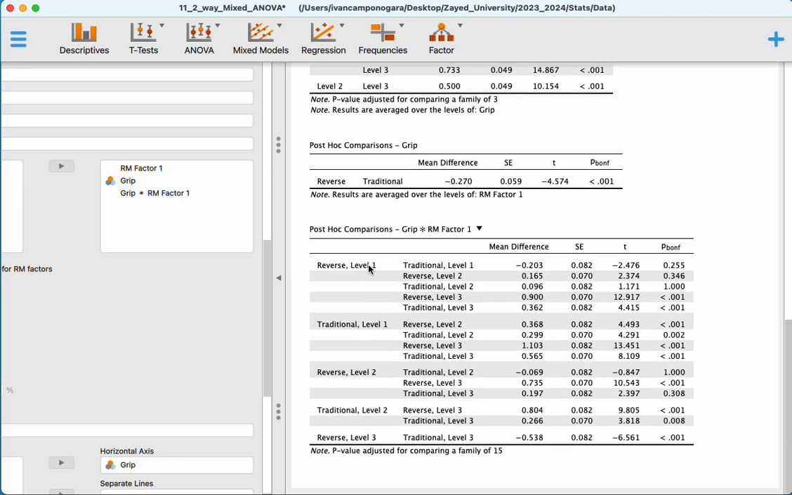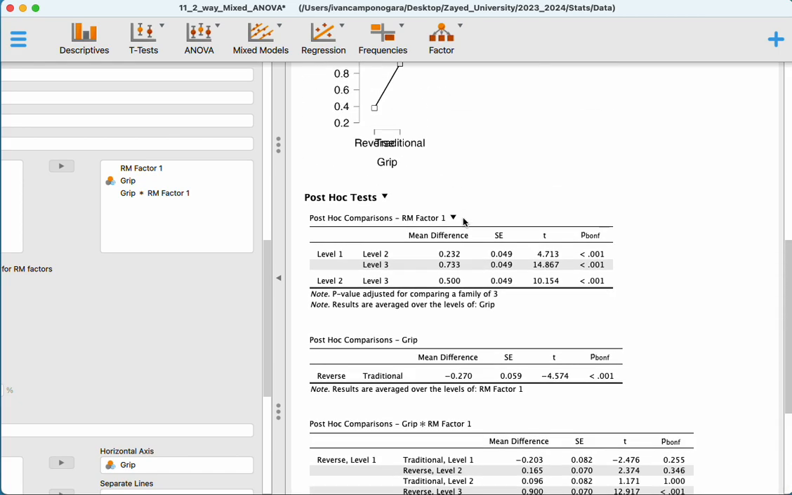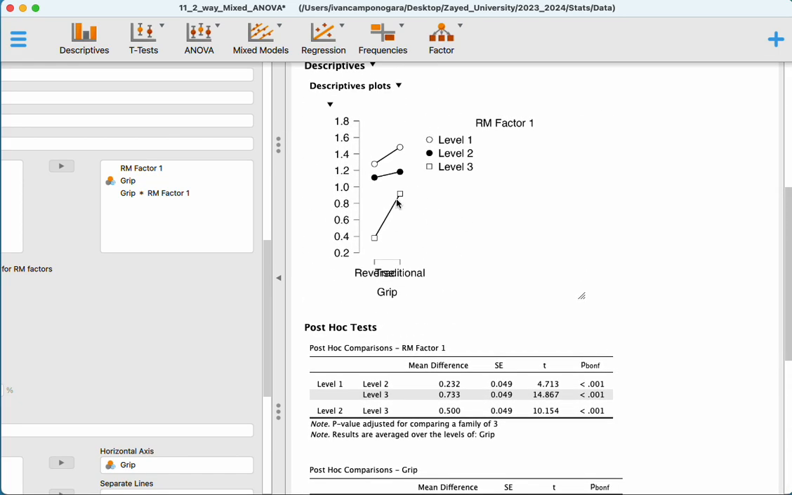But if we compare level 1 with level 3 of the reverse, which is this line here, there is a difference. So level 1 is statistically higher, is significantly higher, sorry, than level 3 of the reverse grip, which is this. Okay, so after 70 days, your force is lower than after 30 days. Okay?